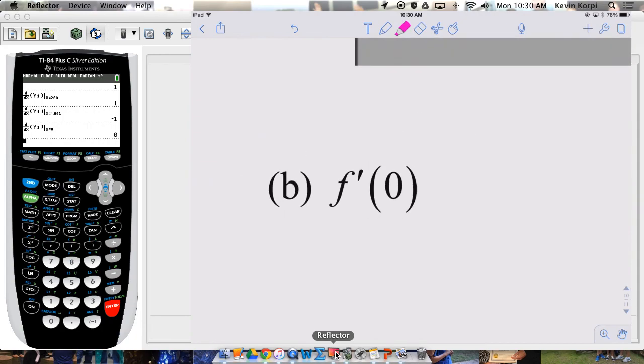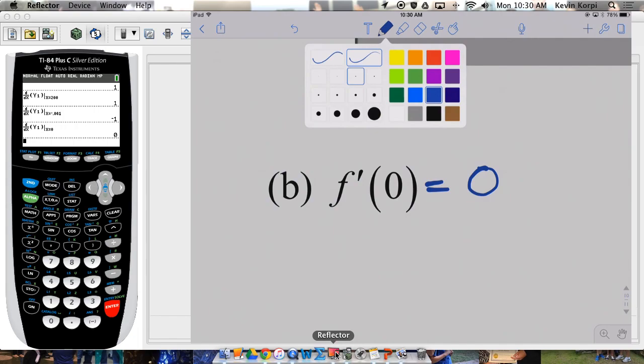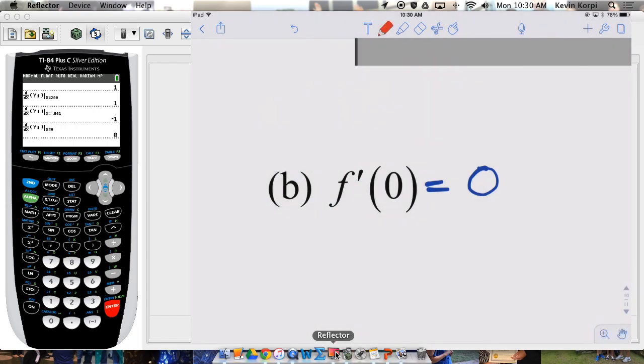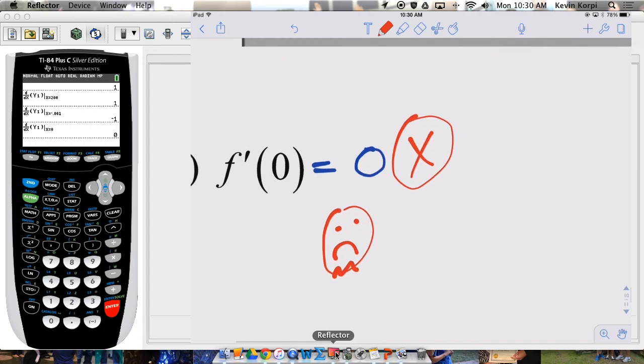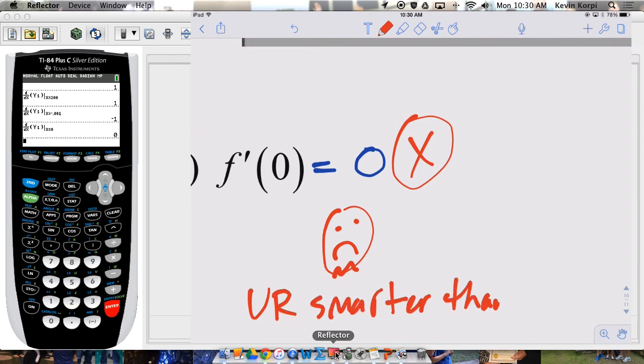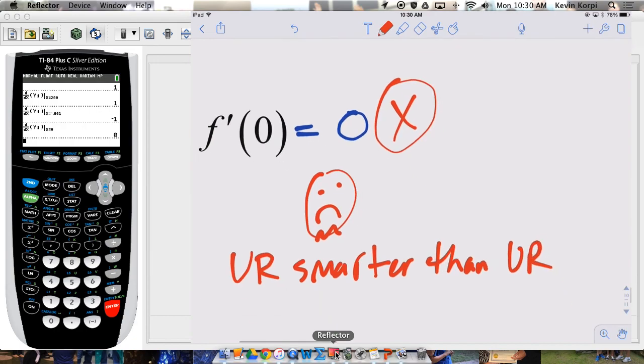So if this were a test question and I use my calculator, I'll do that, and I'll turn it in. And what do I put next to there? I put an X, and then I put a sad face, and then I put you. Well, I'll probably do it like this. You are smarter than your calculator.